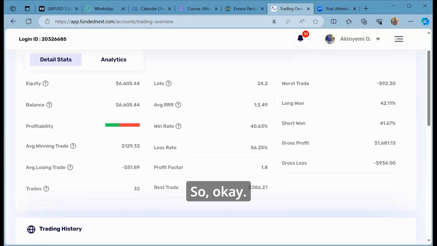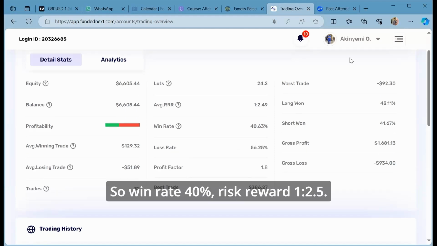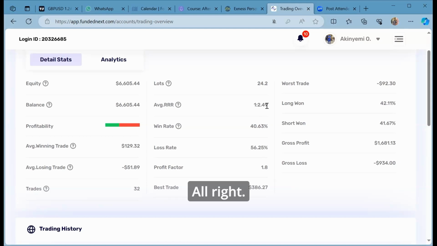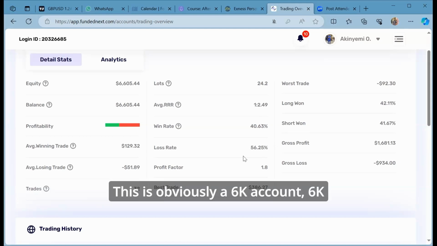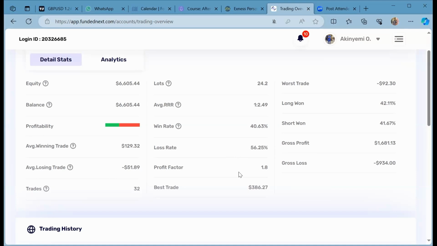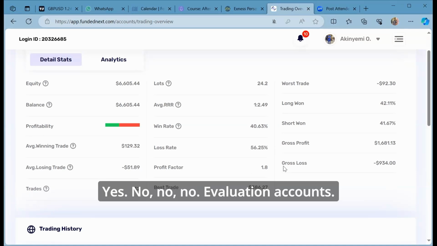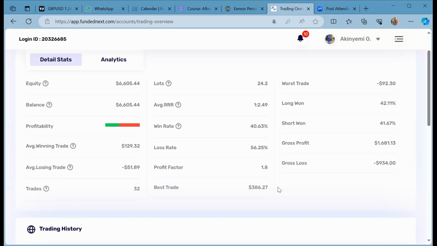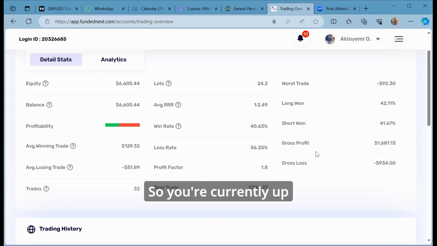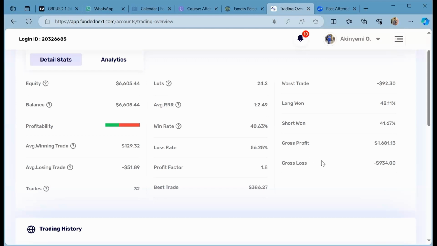So win rate 40%, risk reward 1 to 2.5. Excellent. All looking good. So this is obviously a 6K account, 6K Stellar account, is it? Yes, evaluation accounts. Okay, so you're currently up $600 on that account. Looks good.